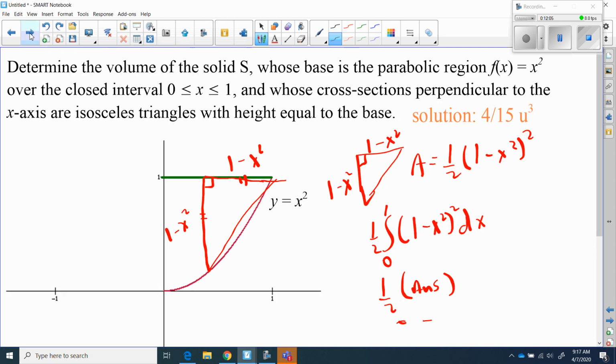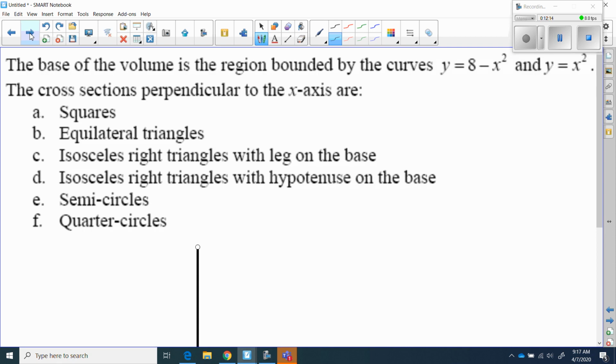So I went through this one yesterday. I didn't show all the work, but hopefully the example that I just did would help you with that one. Let's look at this one. I'm not going to do all of these, but I will do a couple of the ones at the bottom, just because we haven't done anything with circles yet. So let's take this one, and we'll do part E and part F.